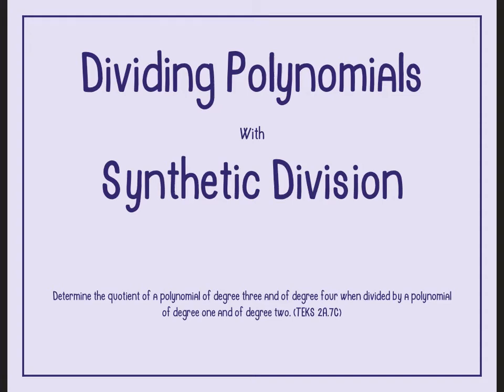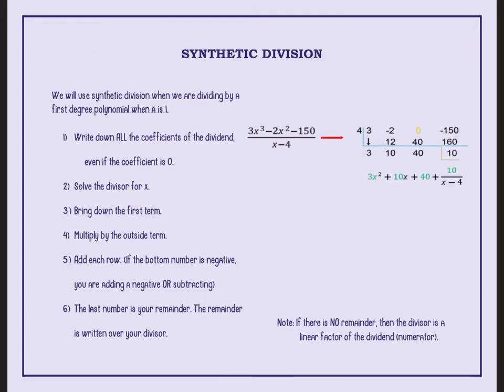Today we will be dividing polynomials by using synthetic division. This is TEKS from Algebra 2.7c. Determine the quotient, which is your answer, of a polynomial of degree 3 and of degree 4 when divided by a polynomial of degree 1 and of degree 2.